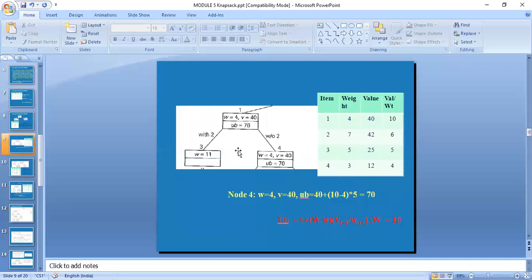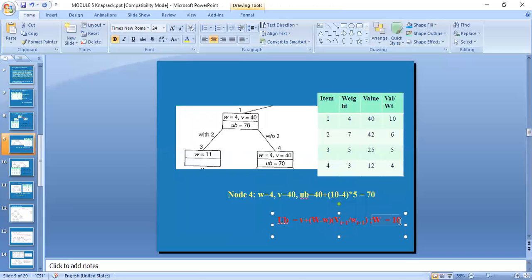The next one, we will be including item 2 and we are excluding item 2. On the left, when you are including item 2, already in the knapsack we have an item with the weight as 4. So what is the second item's weight? 7. When you include the item, it becomes 4 plus 7, which is 11. It is exceeding the maximum knapsack capacity. So it is considered to be not feasible. So you go with without item 2.